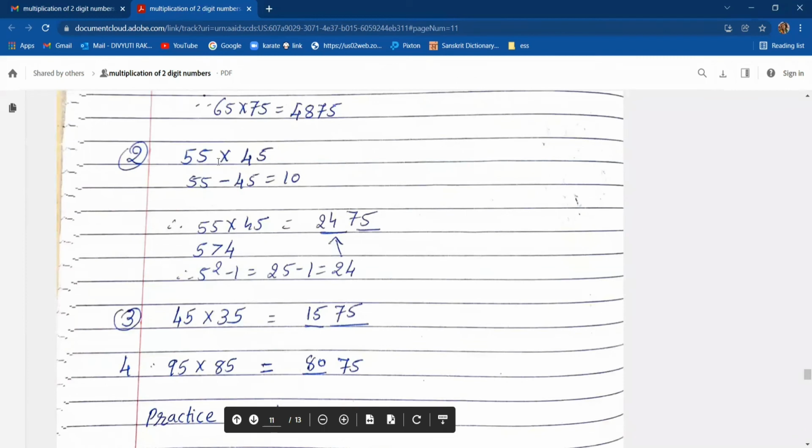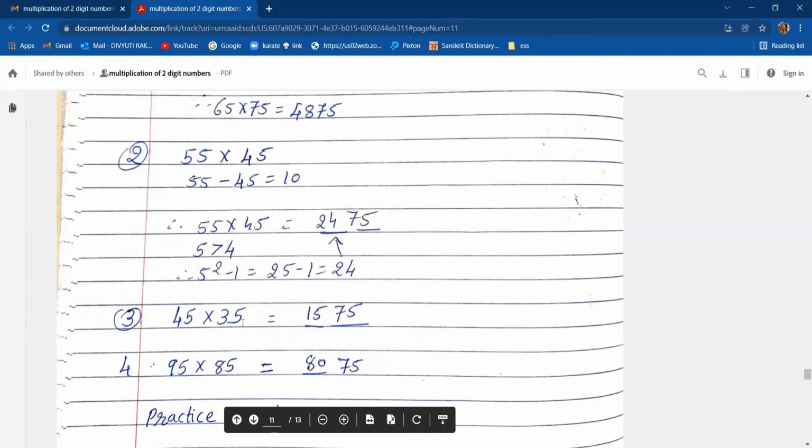55 into 45. Again the difference is 10. Here the bigger number is in the first position, but it doesn't matter. 55 minus 45 is 10, and then out of the tens digits 5 and 4, 5 is the bigger one, so 5 square is 25, minus 1 is 24, and after putting this 24 here we get 2475.